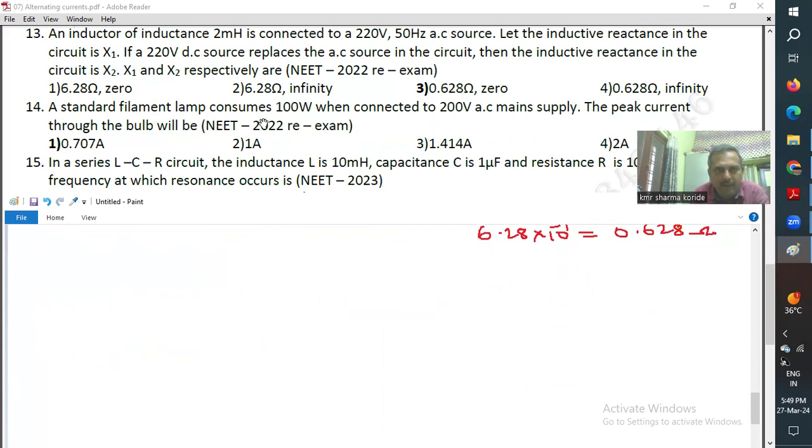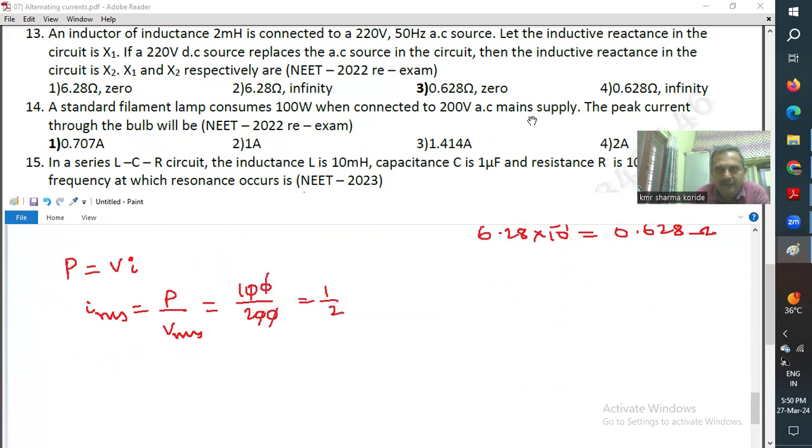A standard filament lamp consumes 100 watt when connected to 200 volt AC mains supply. They are asking us to find the peak current, I naught. Whatever 200 is given, that is the RMS value only. So first let us find IRMS. Since power and potential are mentioned, let us write power equal to V into I, so you will get IRMS here. IRMS is equal to P by VRMS. P is 100, V is 200, so it will be 1 by 2.